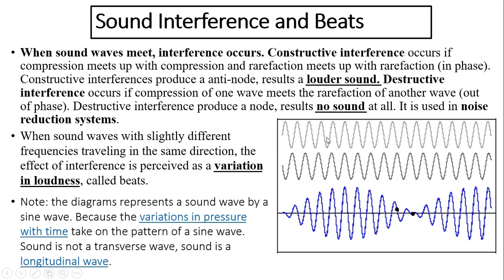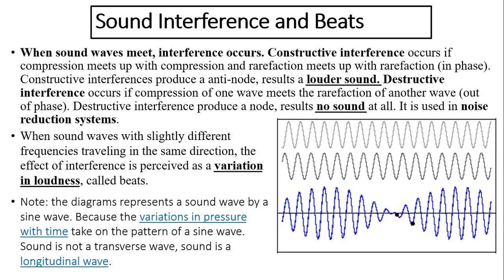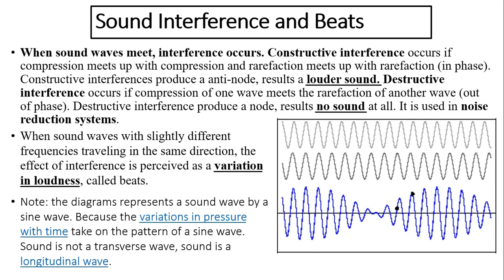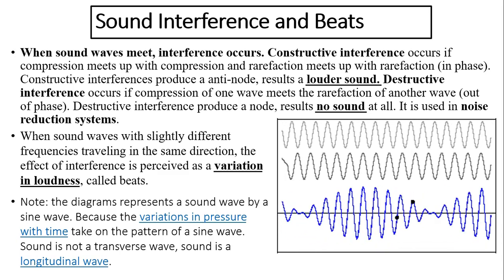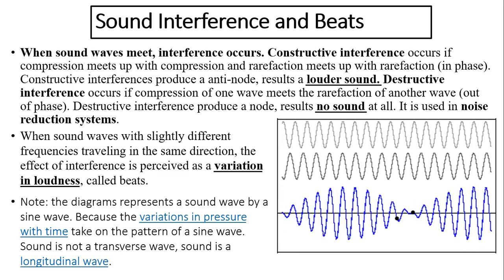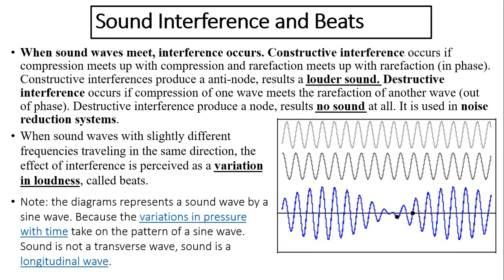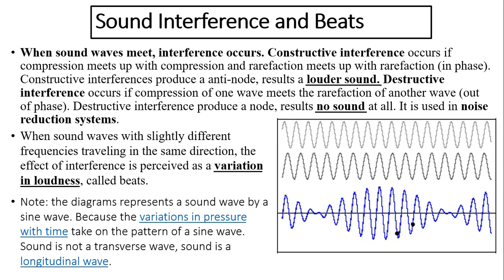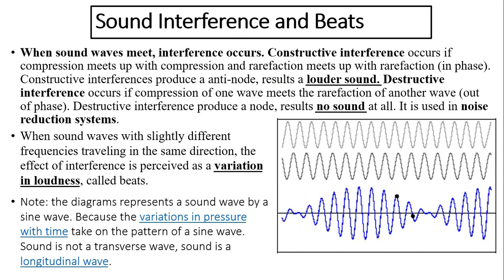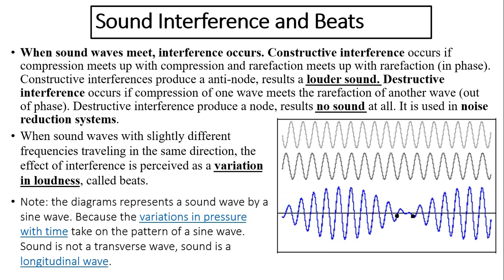Sound interference and beats. When sound waves meet, interference occurs. Constructive interference will produce a louder sound. Destructive interference will produce no sound. Construction workers have those earmuffs that can produce destructive interference, so there is no sound at all. It's a noise reducing system. When sound waves with slightly different frequencies travel in the same direction, the effect of interference is a perceived variation in loudness.